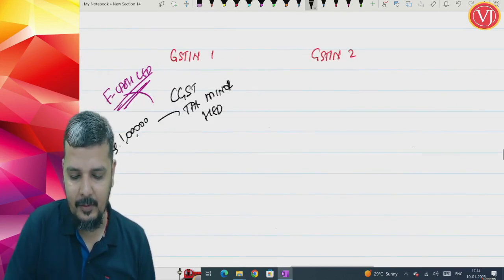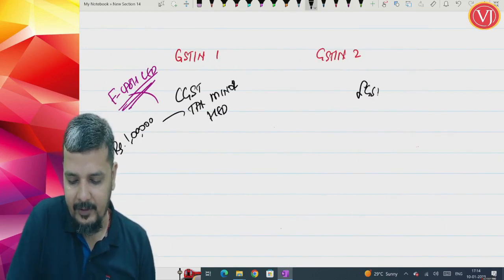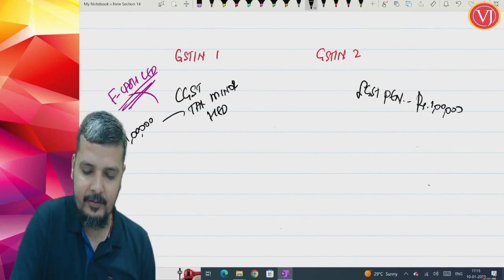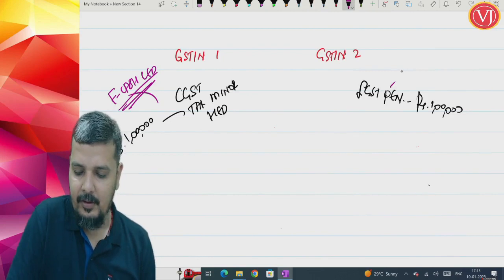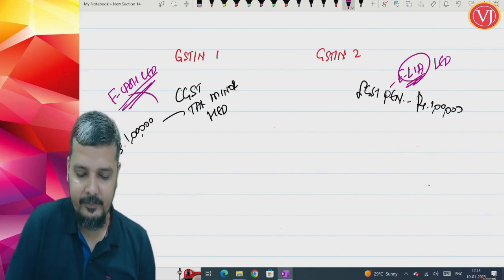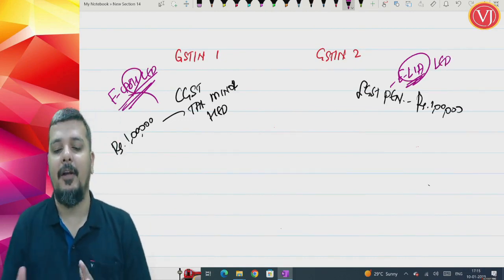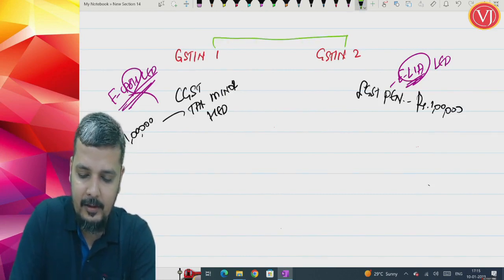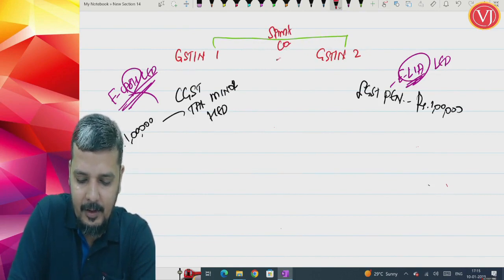In GST number 2, you have a liability of SGST penalty, rupees 1 lakh. So you have a liability. Not an amount, but a liability. Now you are managing your working capital. It will help you in managing your working capital. So both are 2 different GST numbers of the same company. Distinct persons.